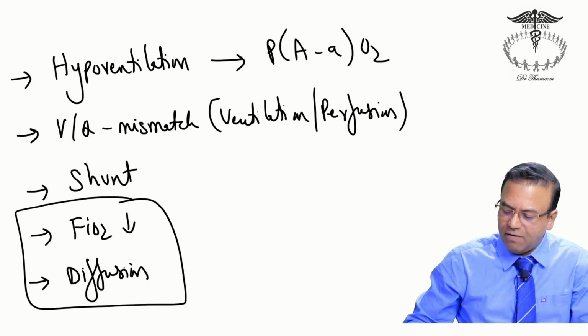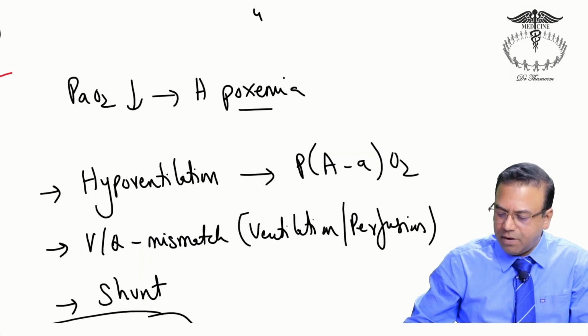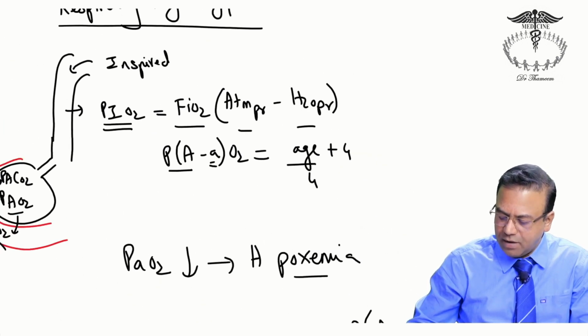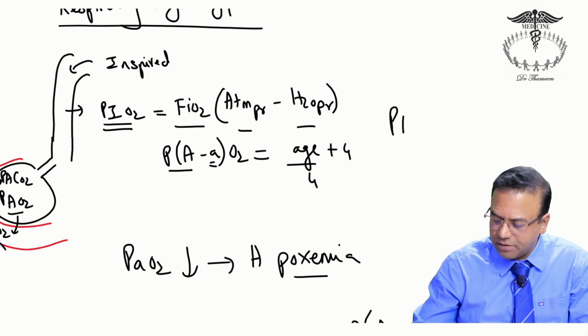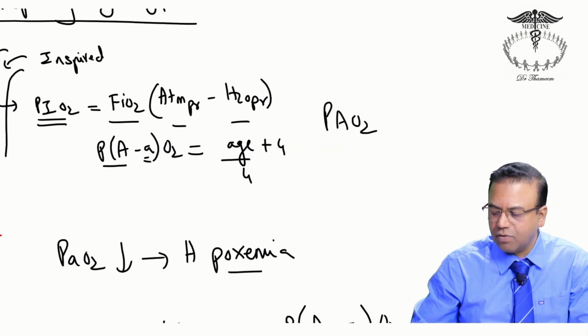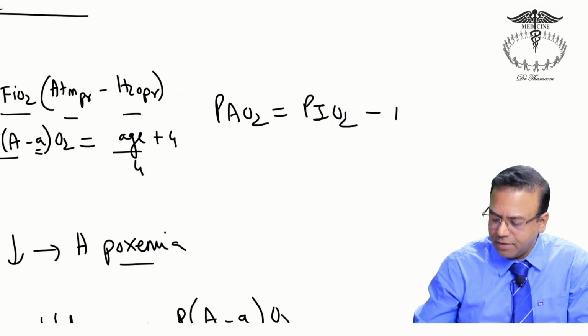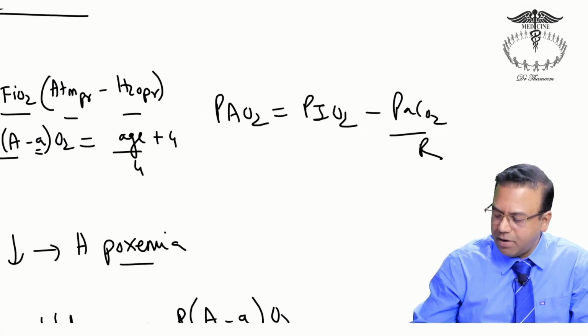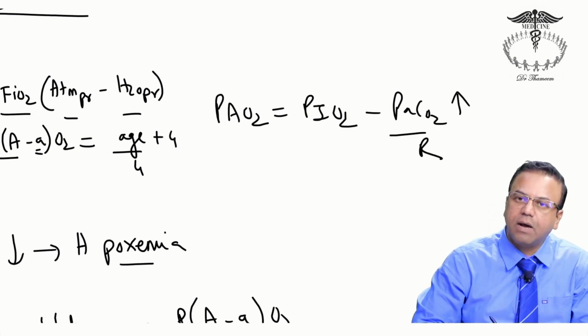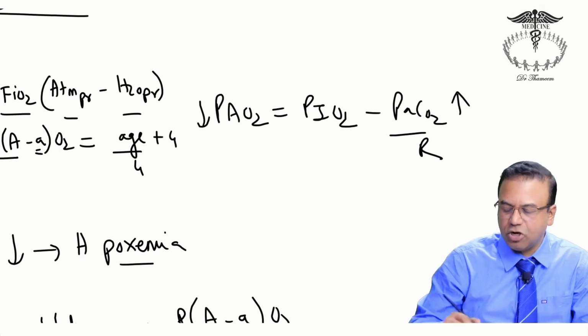If you look at the alveolar arterial oxygen gradient, remember the concept I just told you, that the partial pressure of alveolar oxygen is inversely related to carbon dioxide. Remember, partial pressure of alveolar oxygen is nothing but partial pressure of inspired oxygen minus partial pressure of carbon dioxide divided by the respiratory quotient. And remember, the higher the partial pressure of arterial carbon dioxide, the lower the partial pressure of alveolar oxygen.